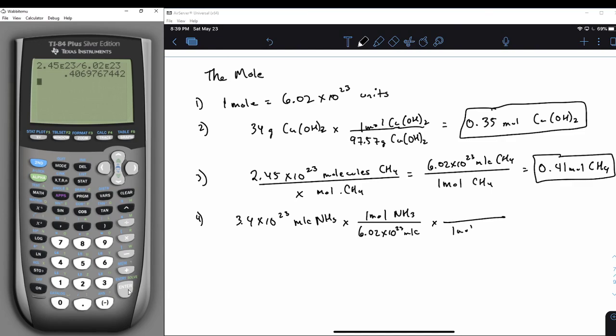And 1 mole of NH3 is equal to 17.04 grams of NH3. So with the factor label method, the units cancel out, and you're left with grams of NH3. And in this case, it's 96.24 grams of NH3.